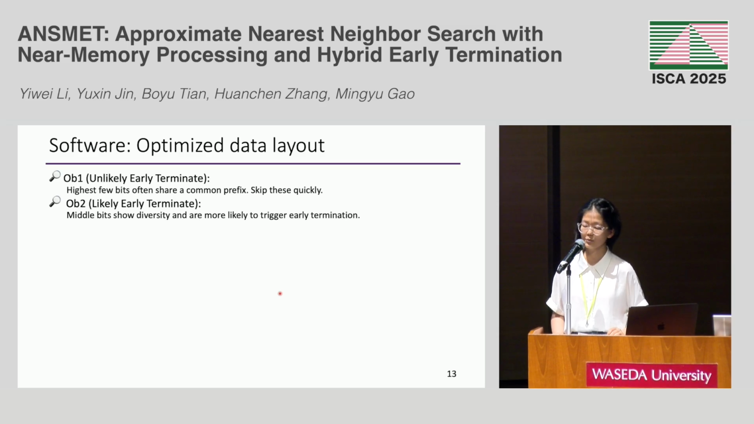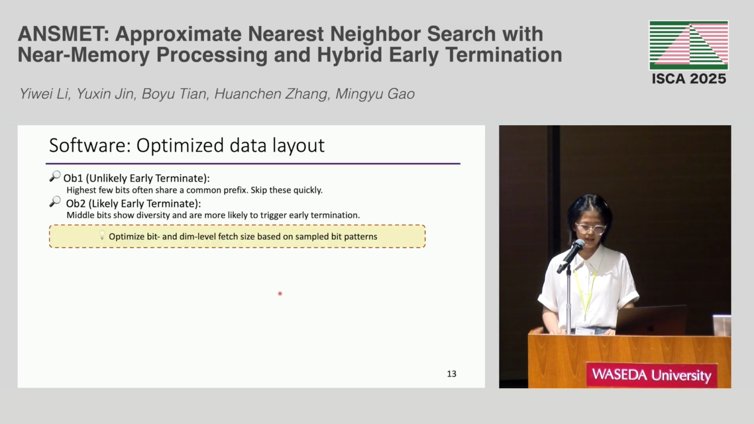Apart from the common prefix elimination, based on the first and the second observation that the highest few bits are less likely to early terminate, but middle bits are more likely to early terminate, we can optimize the bit or dim level fetch size based on the sampled bit patterns.